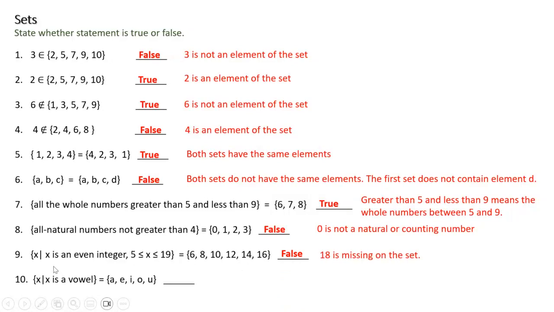Okay. Number 10. The set X such that X is a vowel is equal to the set of A, E, I, O, U. And that's true because those are all the vowels.